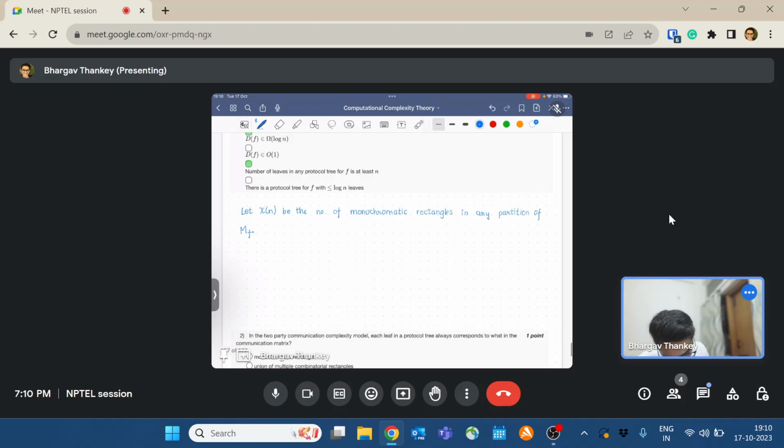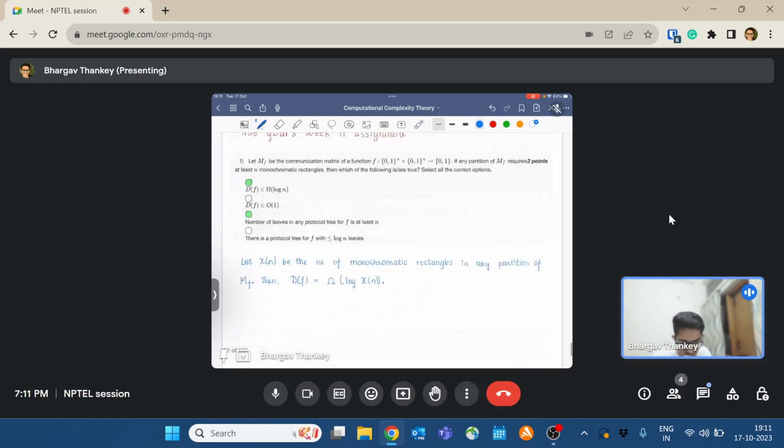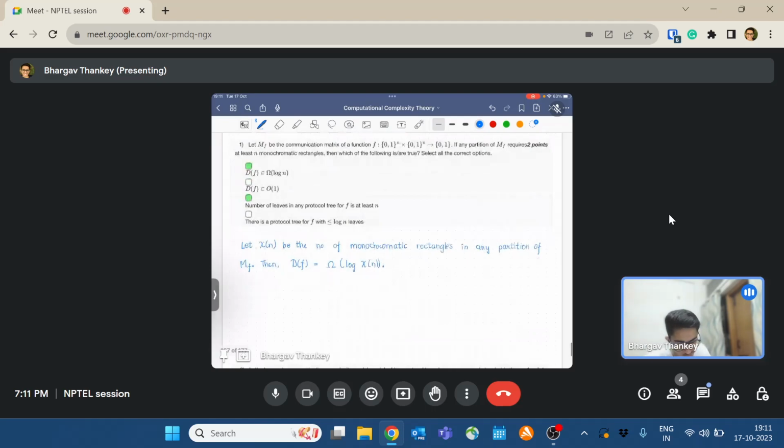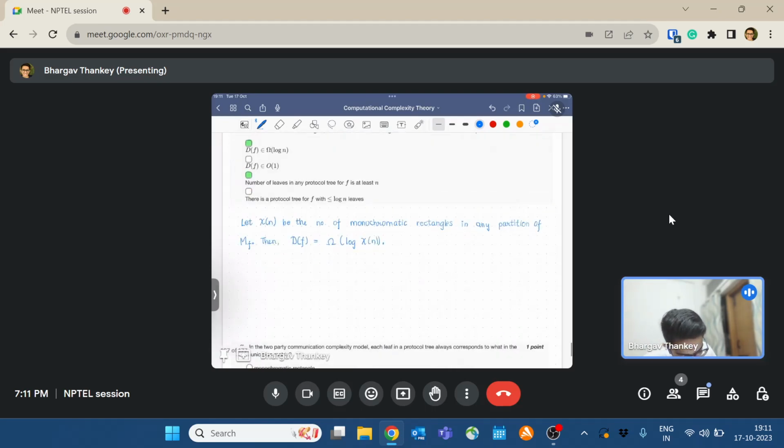Then we know that the deterministic communication complexity of F is omega of log of chi n. So over here, chi n is n, so it's omega log n. So that's why A is correct. And the number of leaves.